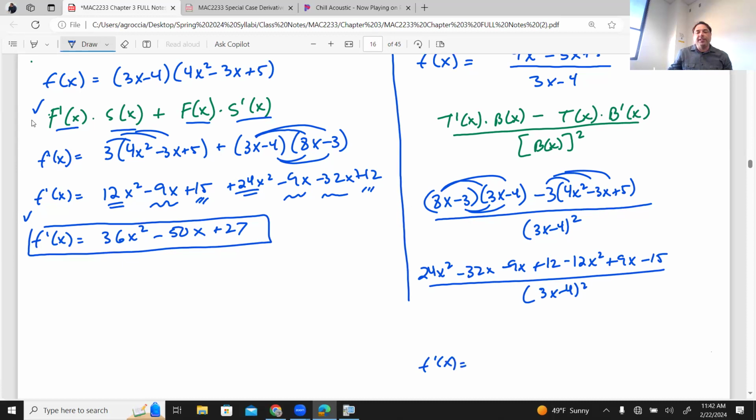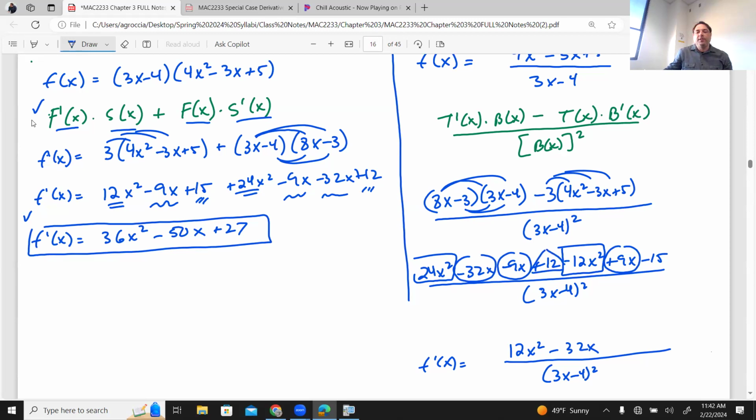We're going to simplify as much as we can. The denominator we're going to leave alone, 3x minus 4 squared. On the top, we have 24x squared minus 12x squared. That's 12x squared. Then we have negative 32x, negative 9 plus 9. Put all those together, we get negative 32x. And then 12 minus 15, we get negative 3. And that would be your final simplified answer.